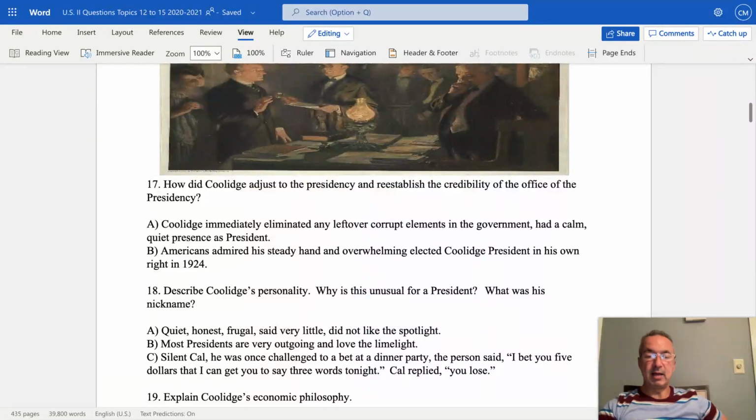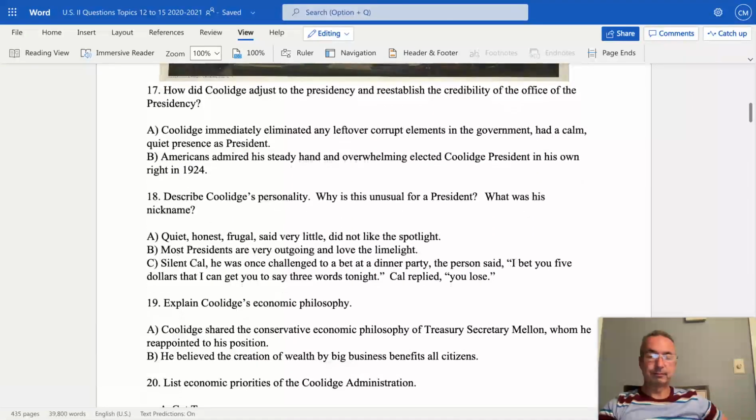19, explain Coolidge's economic philosophy, and he's a Republican, of course, so if you think of it in the context of traditional Republicans, he shared the conservative philosophy of his Secretary of the Treasury, Secretary Mellon, who he reappointed to the position. He believed the creation of wealth by big businesses benefited all citizens.